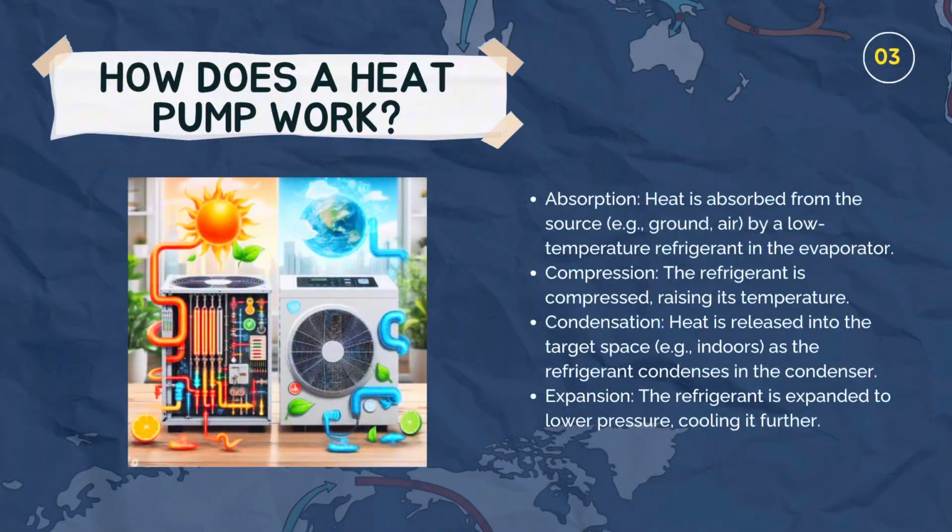How does a heat pump work? First, absorption: heat is absorbed from a source like ground and air by the low temperature refrigerant in the evaporator. Compression: the refrigerant is compressed, raising its temperature. Condensation: heat is released into the target space indoors as the refrigerant condenses in the condenser. Expansion: the refrigerant is expanded to lower pressure, cooling it further.